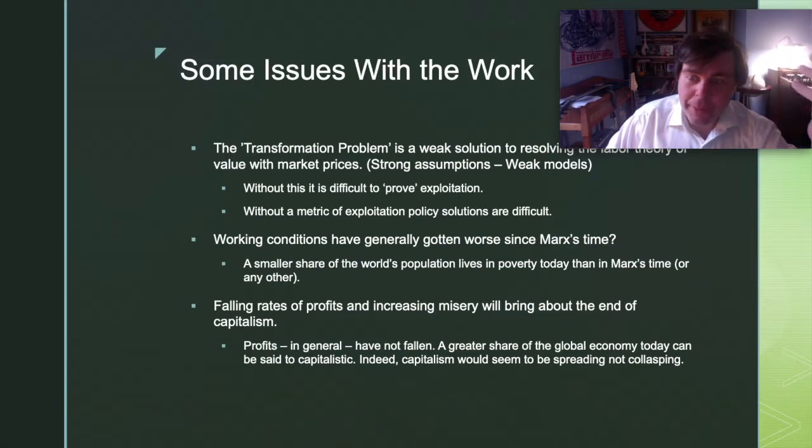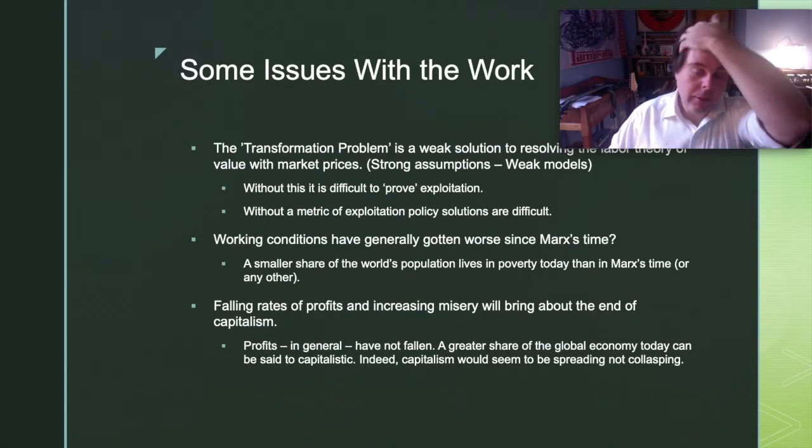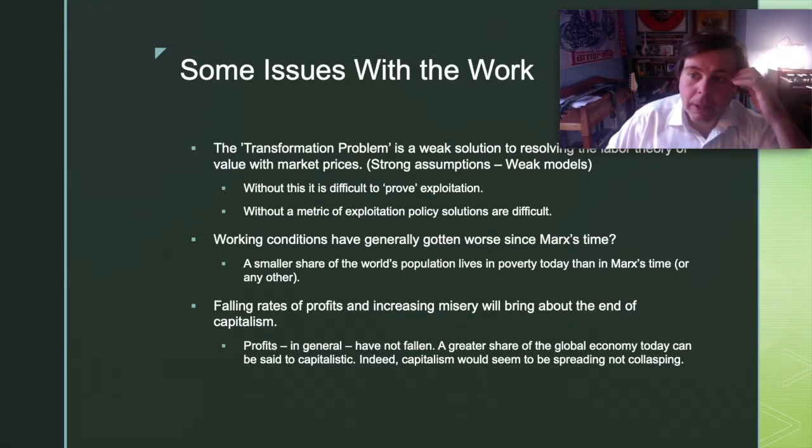And so without that, some commentators and Marx will say, well, yeah, that's right, but it's really not that big of a deal. Well, I guess it depends where you want to take that, whether it's a big deal. But without that, it's difficult to prove exploitation. You might say, well, it's obvious that exploitation exists, and okay, well, fine. How much, right? Because without a metric of exploitation, it's really difficult to arrive at a policy solution.